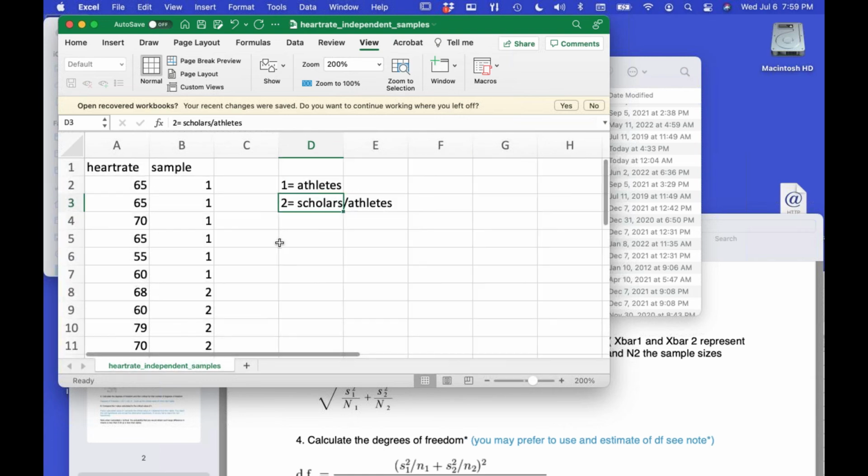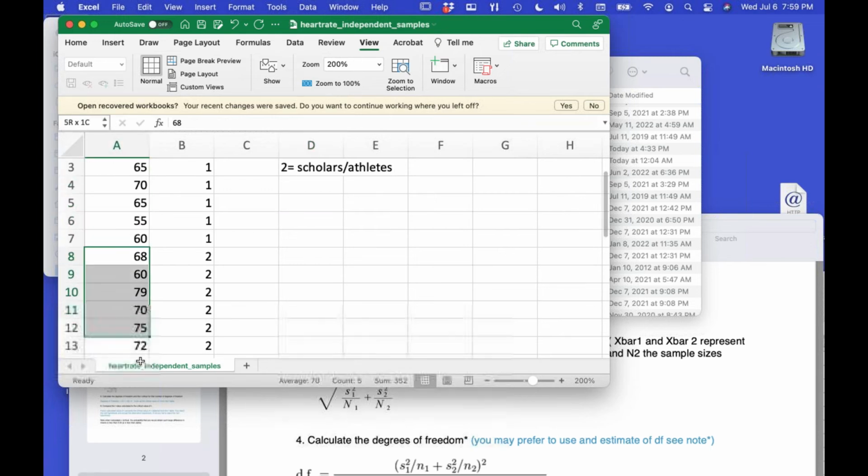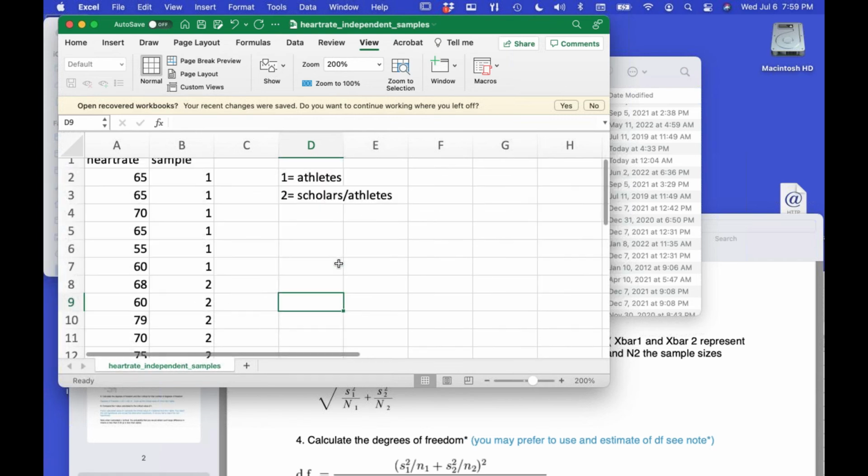These are independent samples, right? So what's our null hypothesis? Our null hypothesis is that mu for athletes is equal to mu for scholars. And our alternative hypothesis is that mu for athletes does not equal mu for scholars.